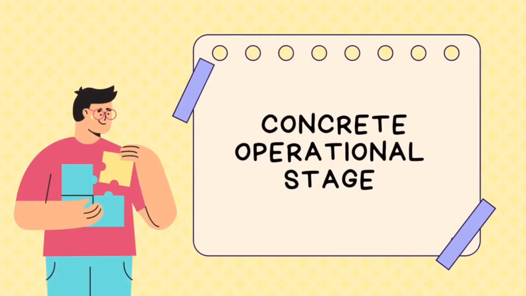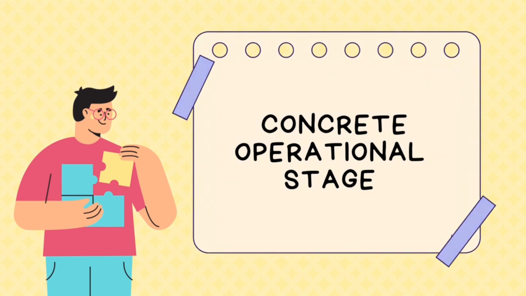Stage 3, concrete operational stage. While children are still very concrete and literal in their thinking at this point in development, they become much more adept at using logic. The egocentrism of the previous stage begins to disappear as kids become better at thinking about how other people might view a situation.